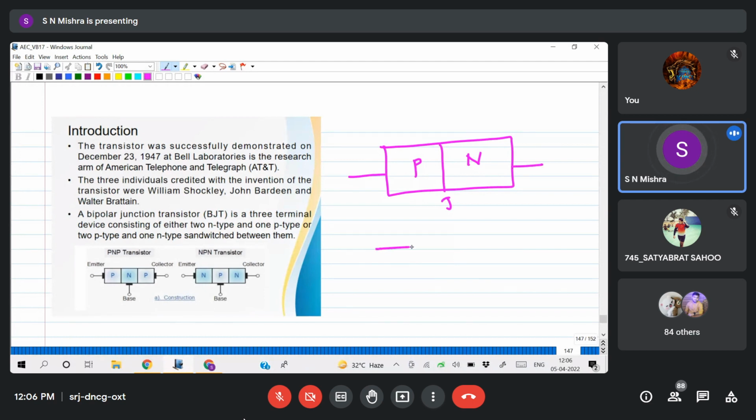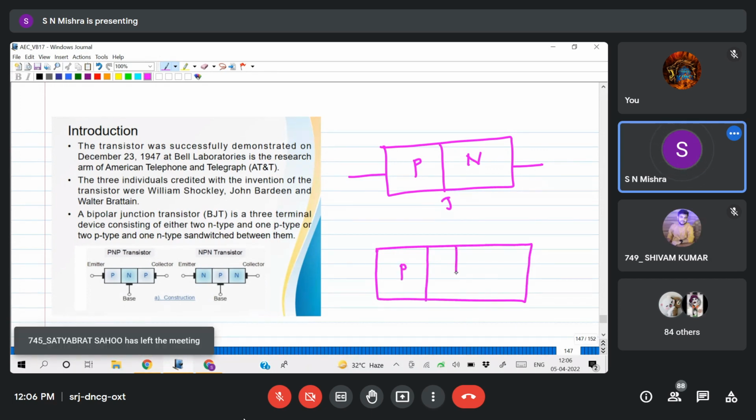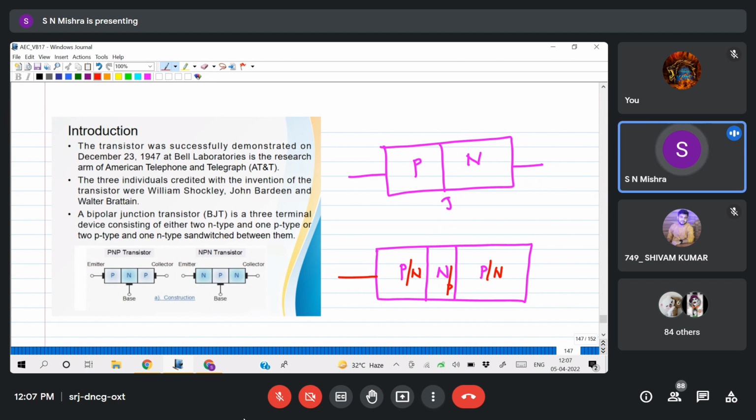Now for a transistor, we have to take another material here. Suppose this is P, in between that N, then another P. So N is sandwiched between two P-type materials. Similarly, you can take NPN. If I take NPN, then this will be N, this will be P, this will be N. So here three terminals we have to take out, from this side and here.